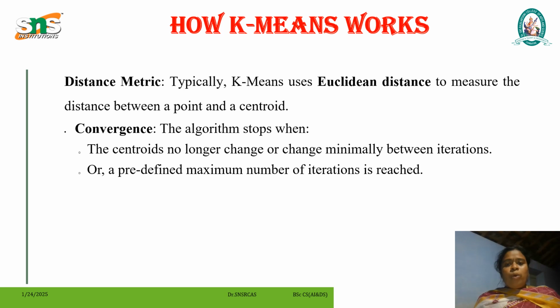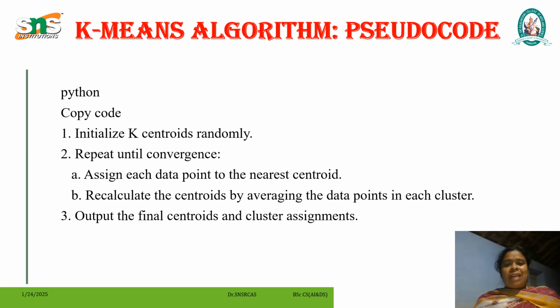Next one, how K-means works. Distance metric. Typically, K-means uses the Euclidean distance to measure the distance between a point and the centroid. Convergence. The algorithm stops when centroids no longer change significantly between iterations or the predefined maximum number of iterations is reached. Next one, K-means algorithm pseudocode.